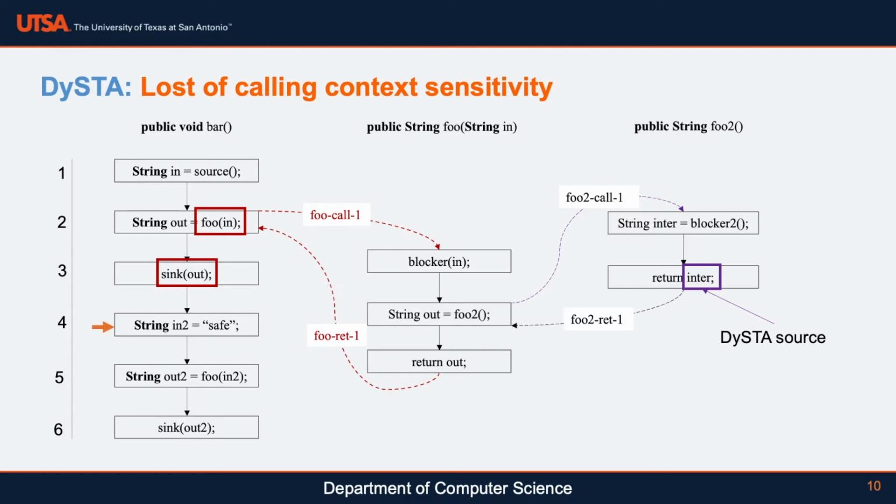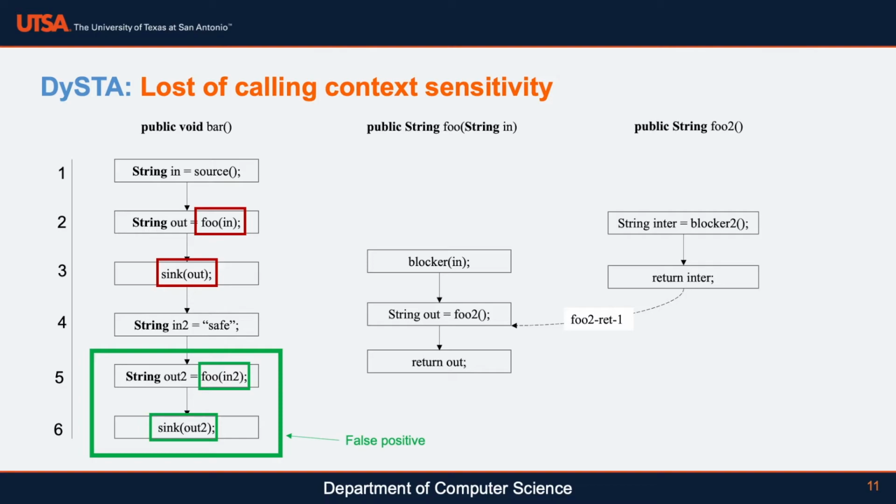But later, we have a non-sensitive value called safe, and then we use it to call foo, and then call foo2 as what we did in the previous code, and then return this safe back to line 5 in the variable called out2. And then out2 will flow to the sink point at line 6. Since we consider foo2 as a source, our framework ConDySTA will detect this second flow as a leak, which is a false positive, right? Because foo here is just returning non-sensitive data called safe.